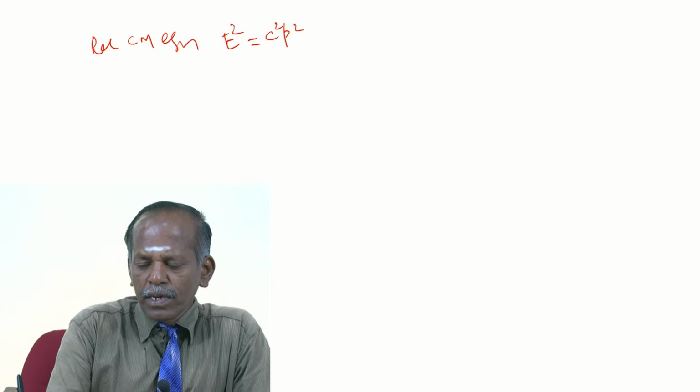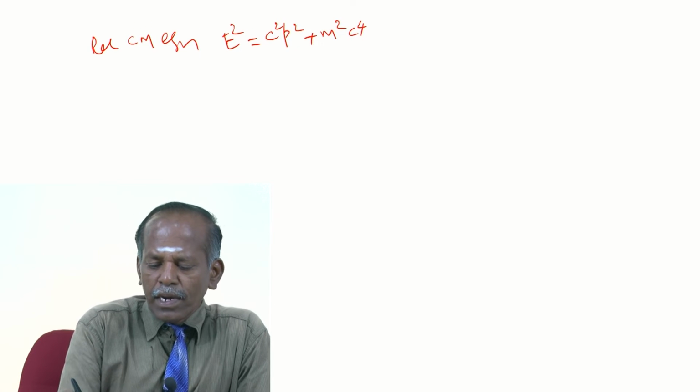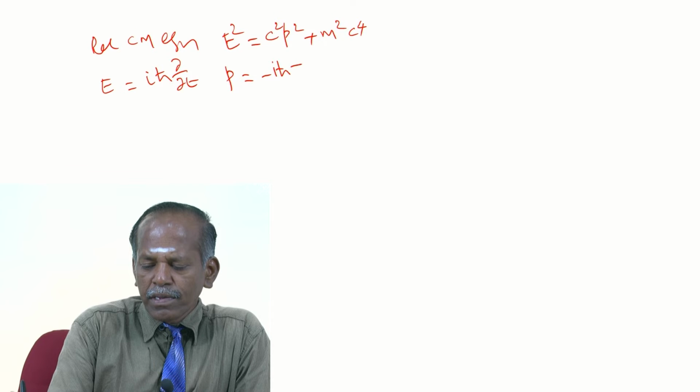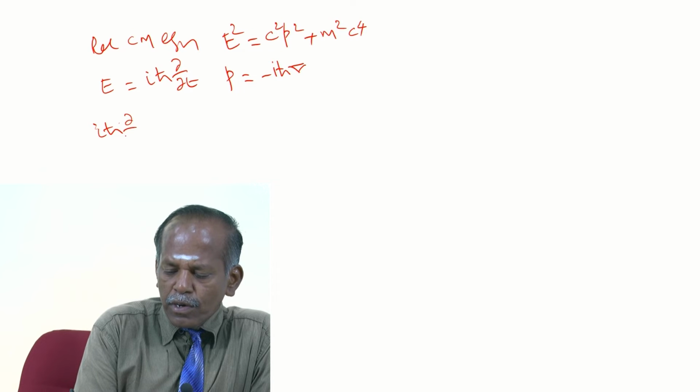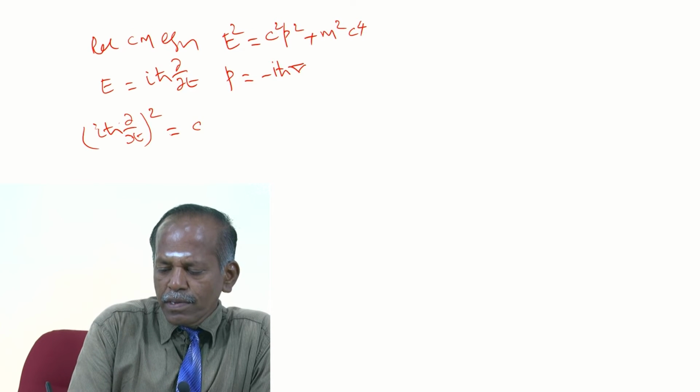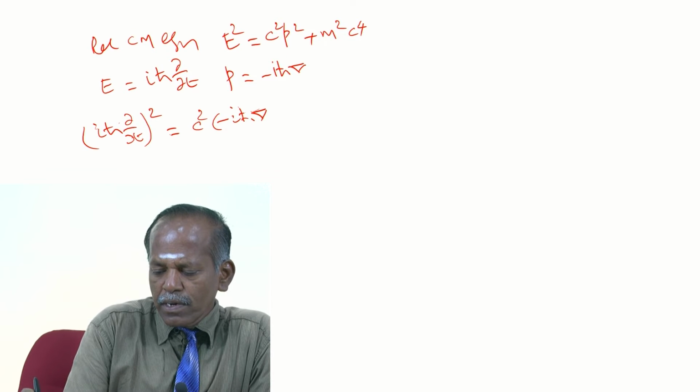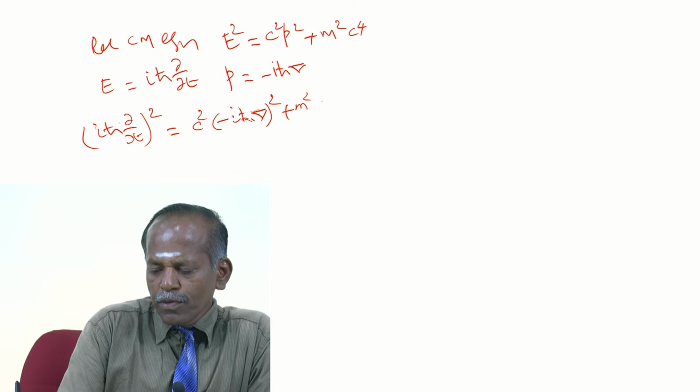So KG has substituted the E and P values in the relativistic classical mechanical equation. They don't take the square root. As such, in the second order equation, they have substituted the E value and the P value. So as per the relativistic classical mechanical equation, we have E² equal to c² p² plus m² c⁴, and we have to substitute E equal to iħ ∂/∂t and P equal to minus iħ del without taking the square root, just a substitute. So we have (iħ ∂/∂t)² equal to c² (minus iħ del)² plus m² c⁴.